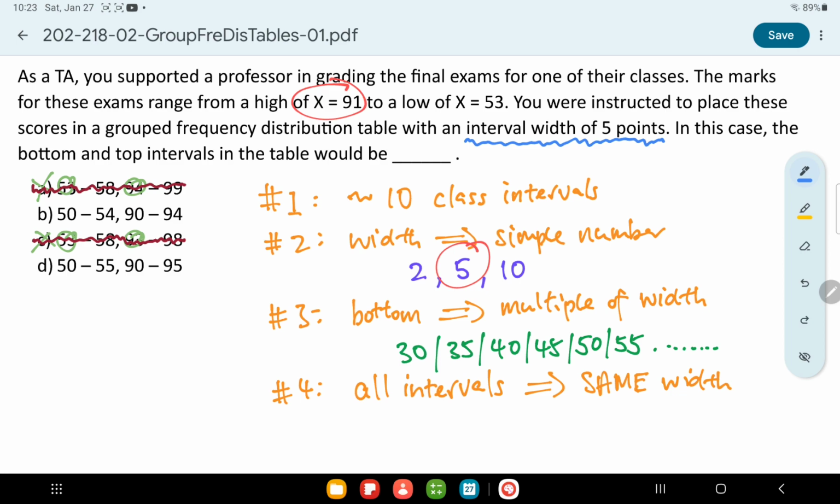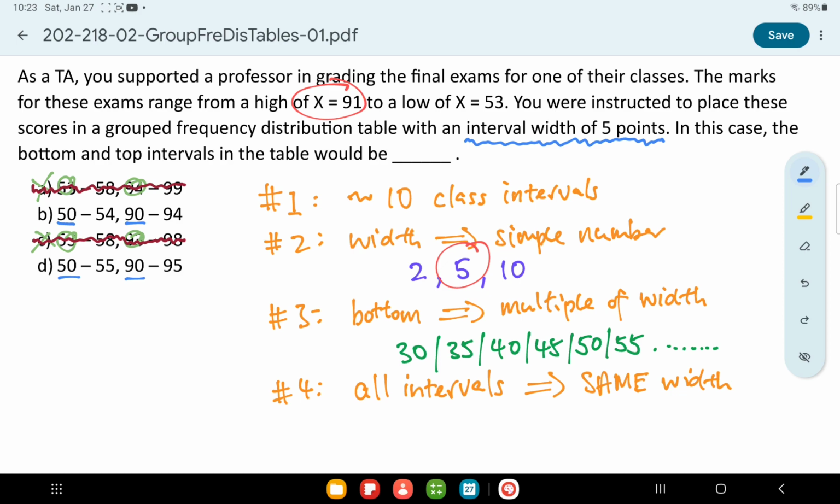Now, keeping in mind the same rule, interval width of 5 points, as well as the bottom being multiples of 5, options B and D both offer us something to work with. Awesome. Now the problem with option D is that the intervals given are not the width of 5.